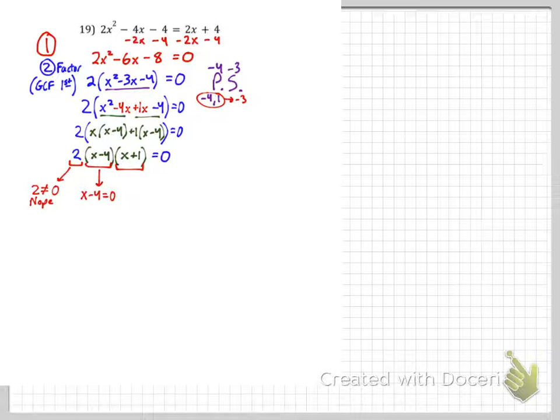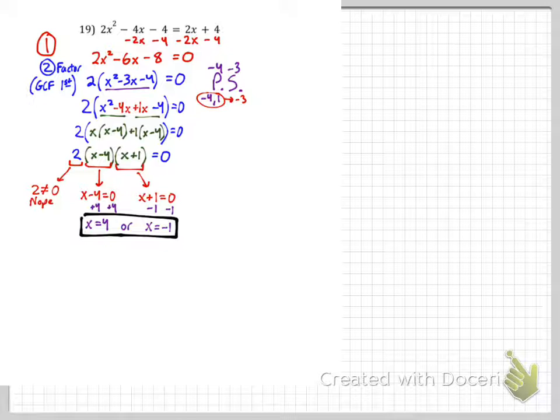X minus 4, let's set that equal to 0. That's the next factor, and when we solve for x, we get x equals 4. For the last factor, x plus 1 equals 0, let's subtract 1 from both sides, and we get x equals negative 1. So our two solutions are x equals 4 and x equals negative 1. And you have to list both of those in order to get full credit.